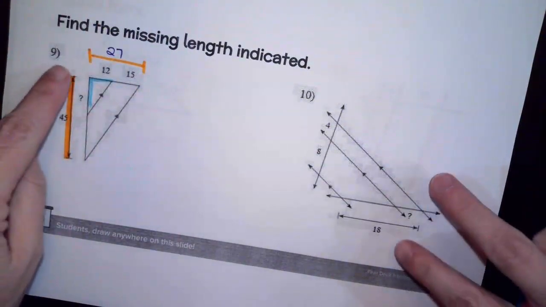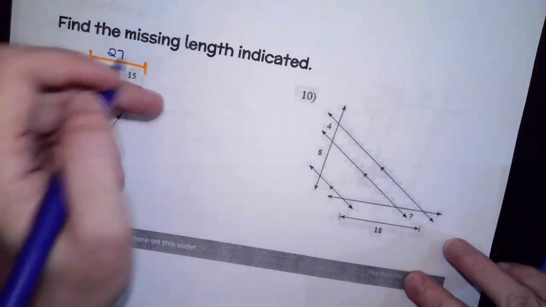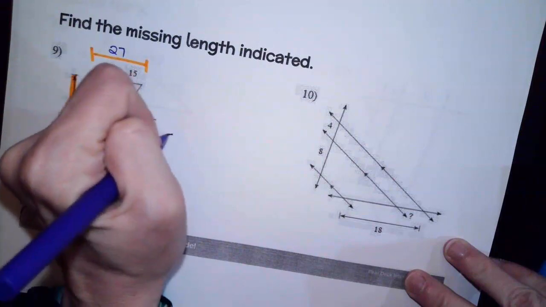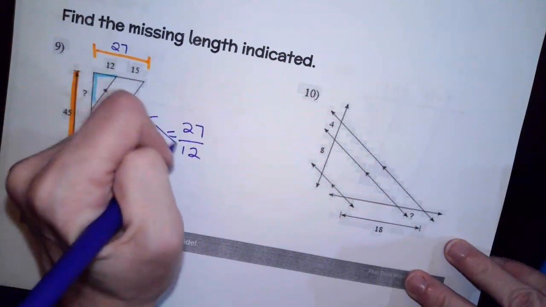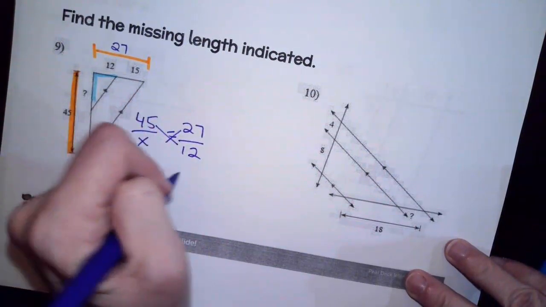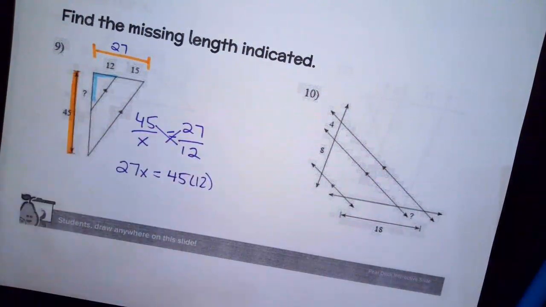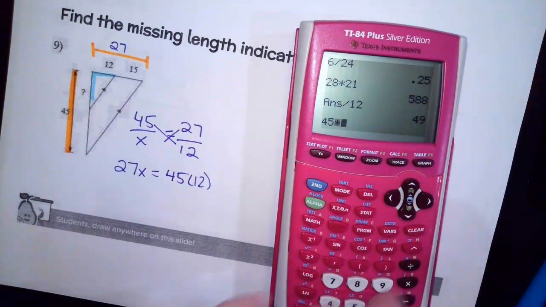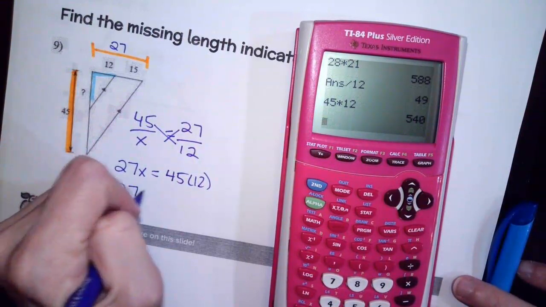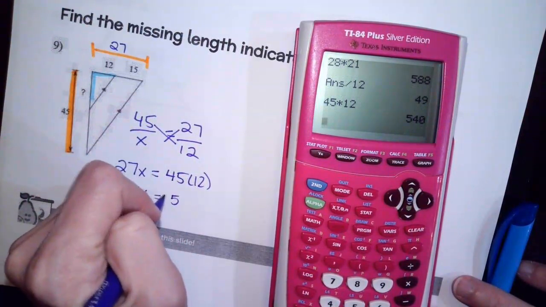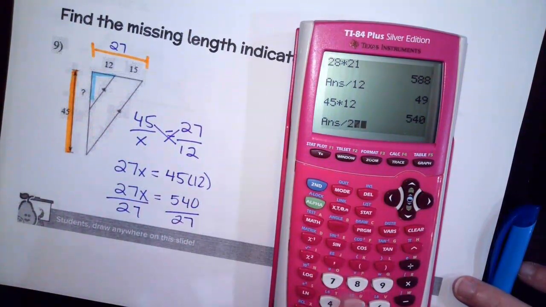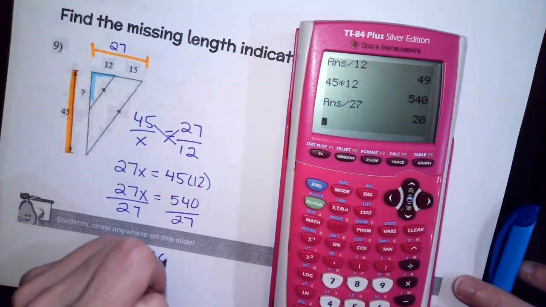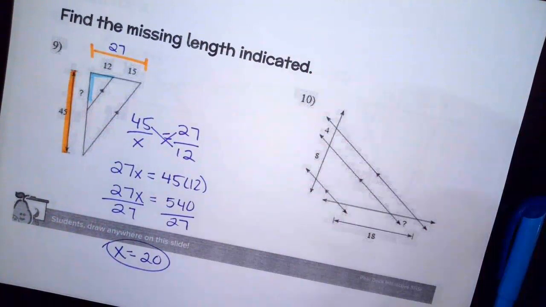Alright, so I'm going to do whole thing over top. So 45 over x equals whole thing 27 over 12. Cross multiply. 27x equals 45 times 12. Let's see, 540. Divide by 27. And x should be 20. Here we go. Alright, next one.